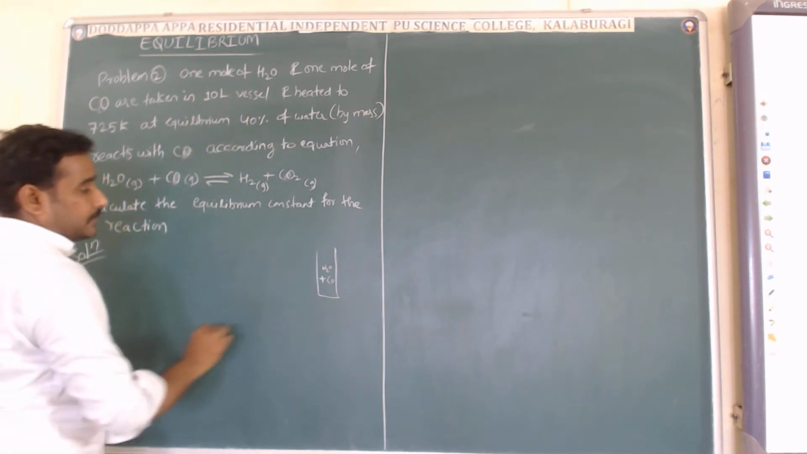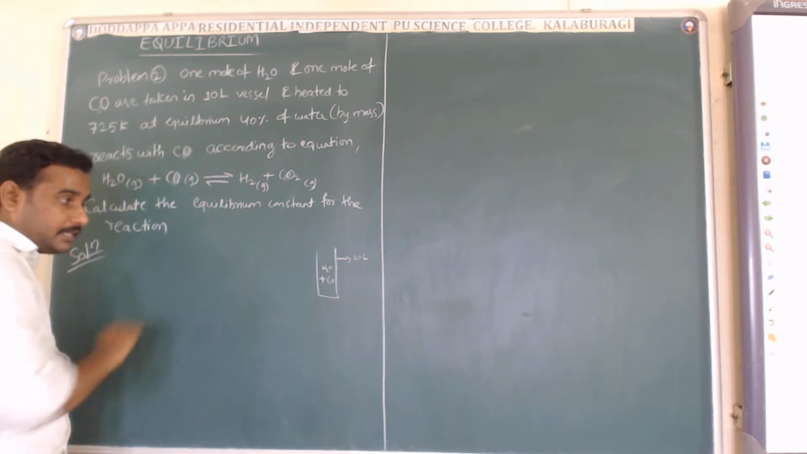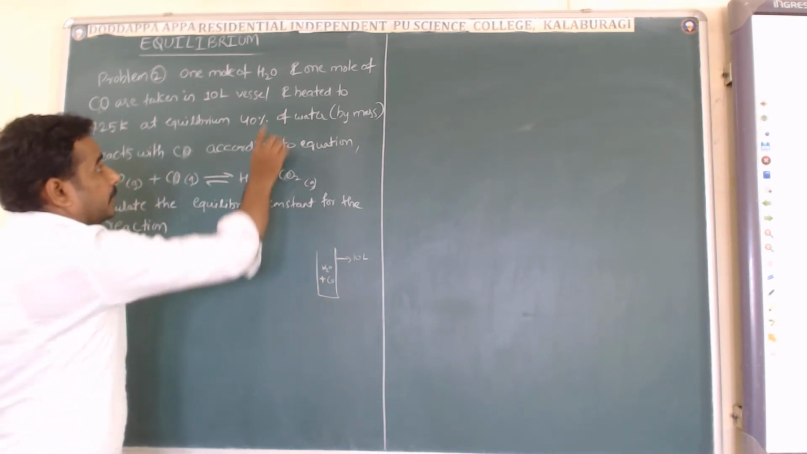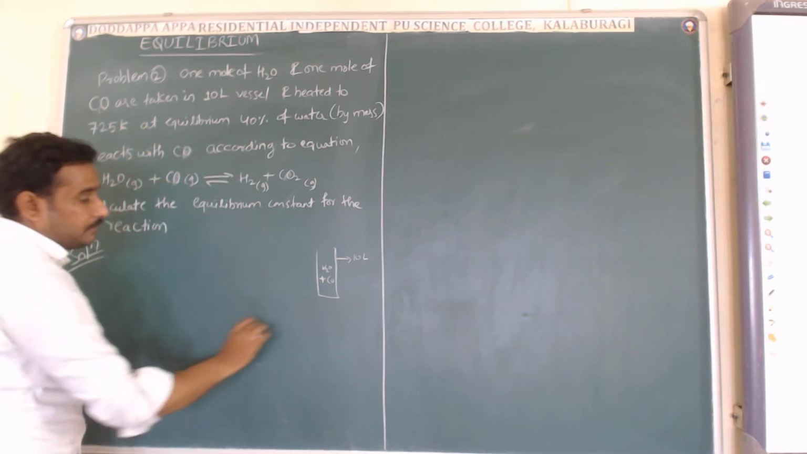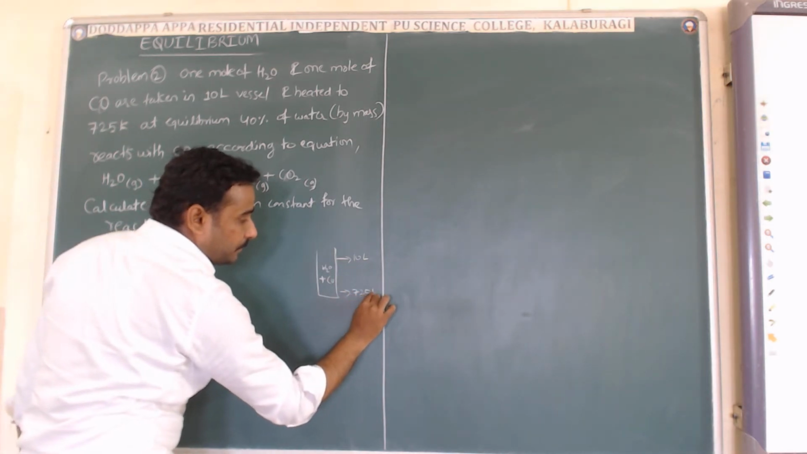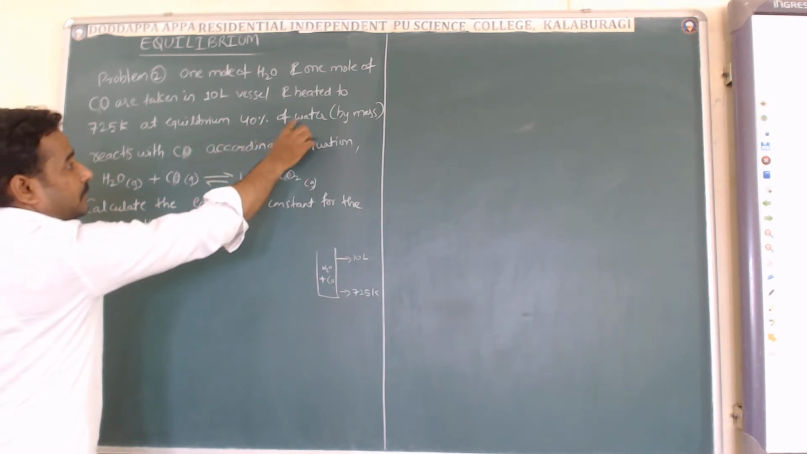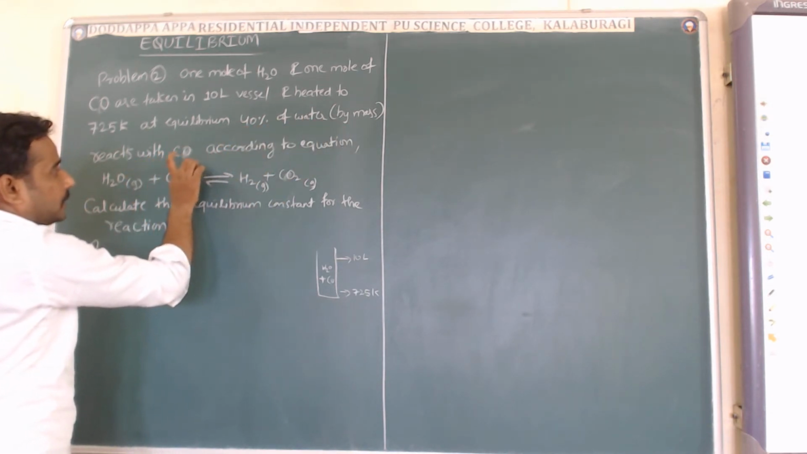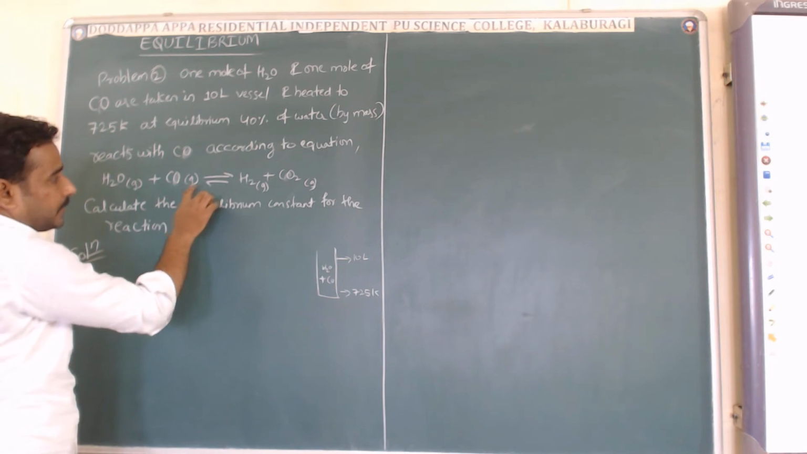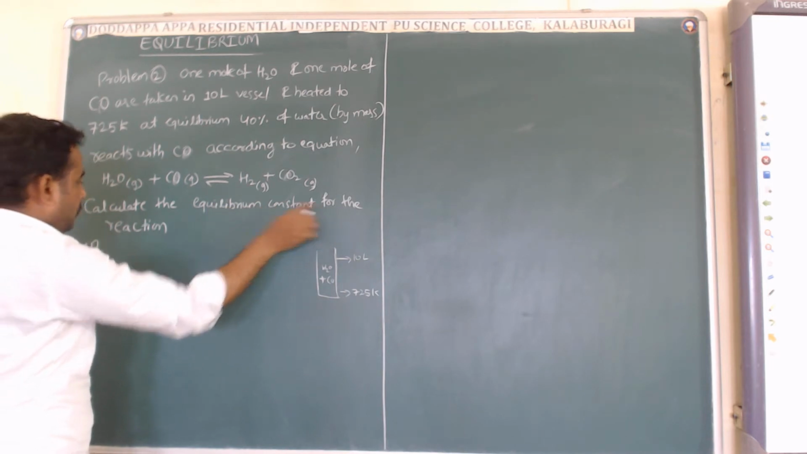Next, the vessel capacity is 10 liter. In the 10 liter vessel, we have taken 1 mole of H2O and 1 mole of carbon monoxide. Next, I heat it to 725 Kelvin. At equilibrium, 40% of water by mass reacts with the carbon monoxide, according to the equation: H2O in gas form, CO in gas form, reacting to give hydrogen and carbon dioxide. Calculate the equilibrium constant for the reaction.